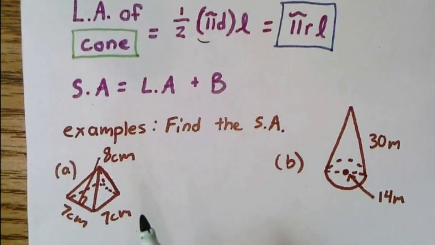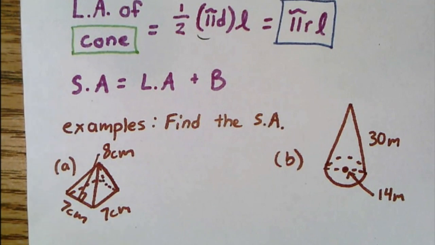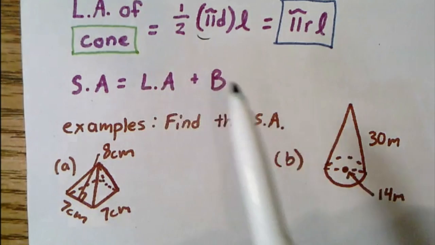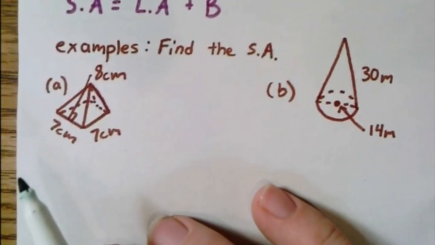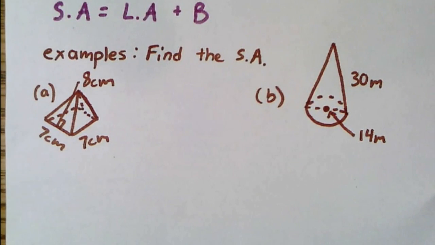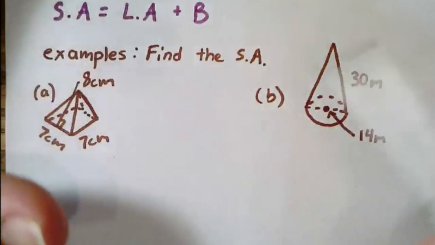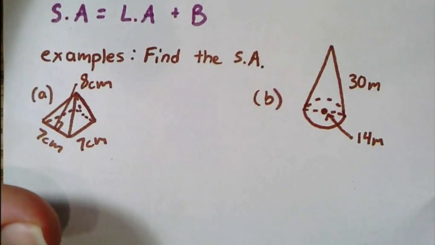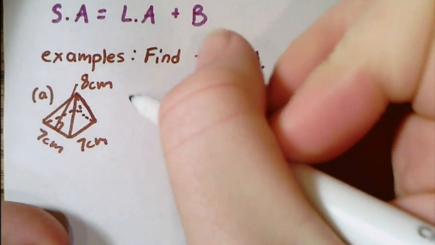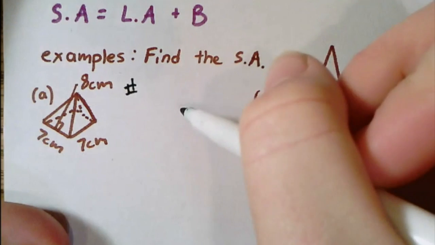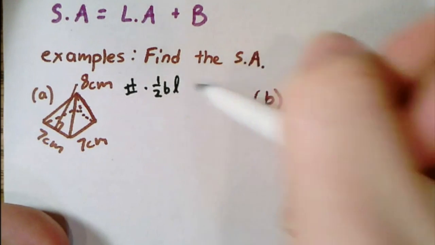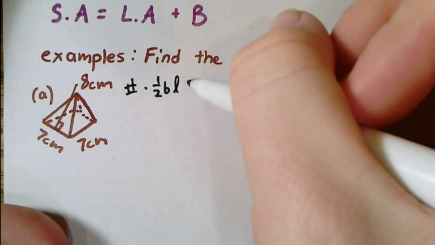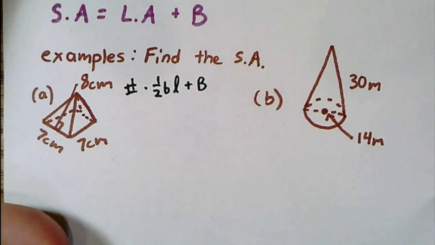And then to find the surface area, it's as simple as adding the lateral area plus the area of the one base, which will be a circle, so you'll use pi r squared. Let's do our examples together, and then you can practice them. So first we have the pyramid. Remember, this is going to be the number of lateral faces times 1/2 the base times the length plus the area of the base.